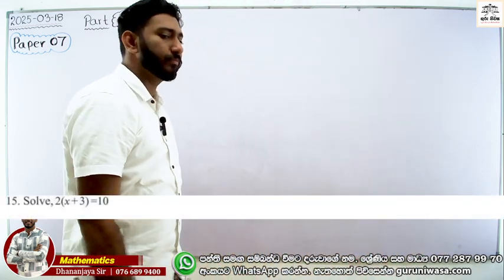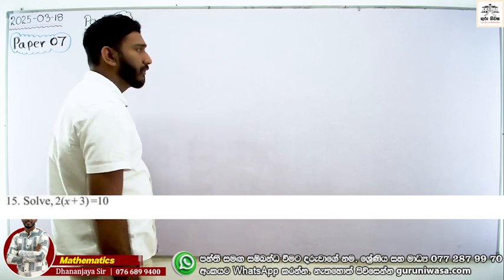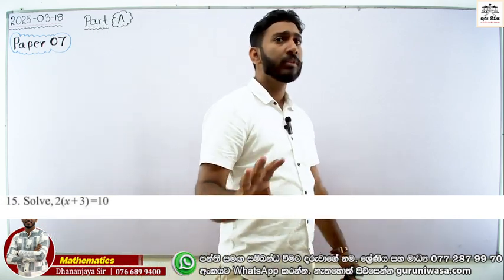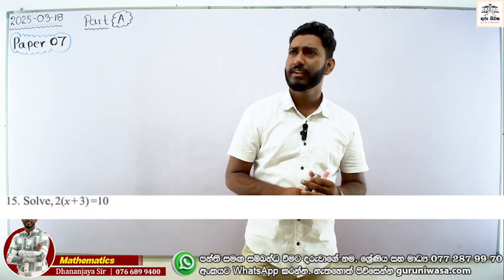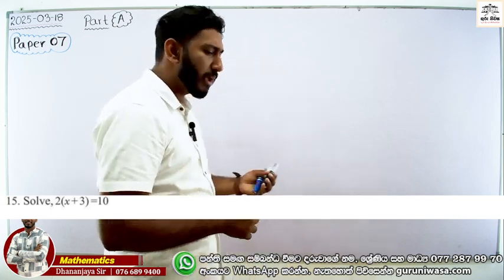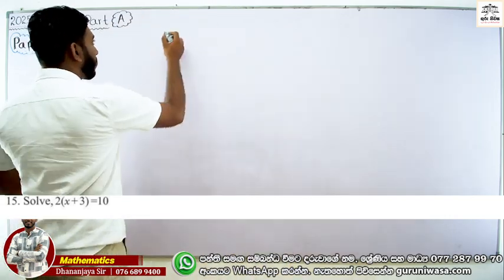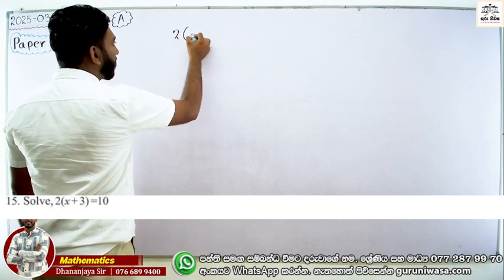Next question. Question number 15. Solve. Right. This one is a simple linear equation. Simple linear equation. Now you can try it. 2 times x plus 3.